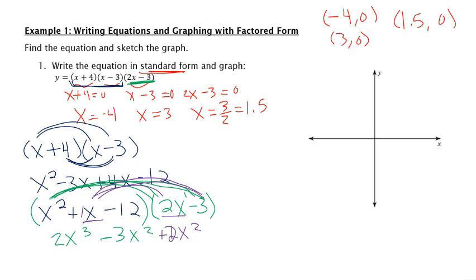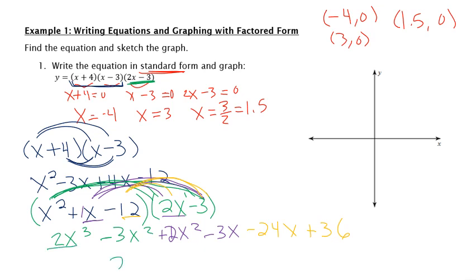1x times negative 3 is negative 3x. And then the last piece, I've got to multiply this negative 12 to everything. So negative 12 times 2x is negative 24x. Negative 12 times negative 3 is positive 36. And now I'm just going to combine all my like terms.